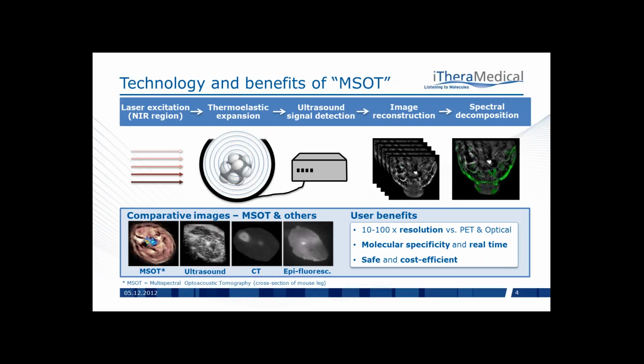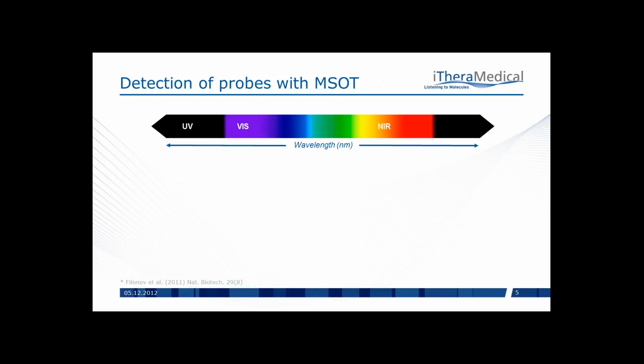Because we illuminate with multiple wavelengths, we have molecular specificity, and we can acquire data in real time. Our sampling rate is 10 Hertz, so we can see very fast dynamics. And because we do not need to use ionizing radiation, this modality is both safe and cost efficient.